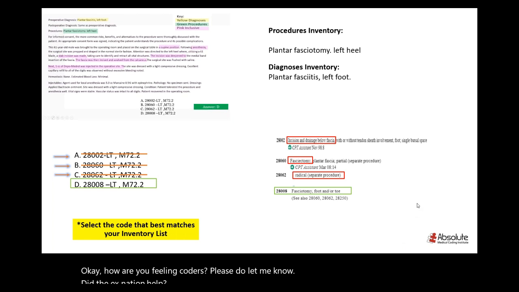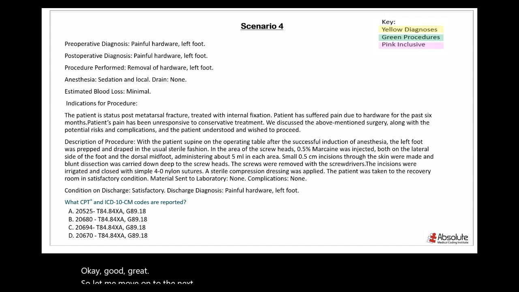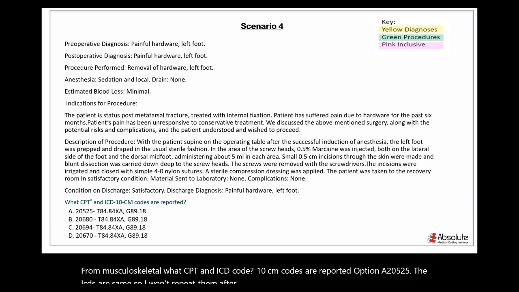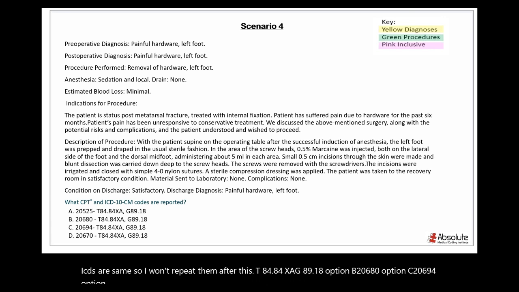Okay, good, great. So let me move on to the next scenario from musculoskeletal. What CPT and ICD-10-CM codes are reported? Option A: 20525. The ICDs are the same, so I won't repeat them after this: T84.84XA, G89.18. Option B: 20680. Option C: 20694. Option D: 20670.